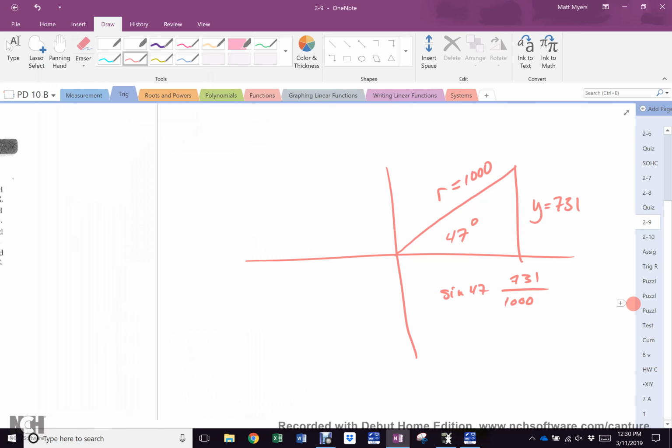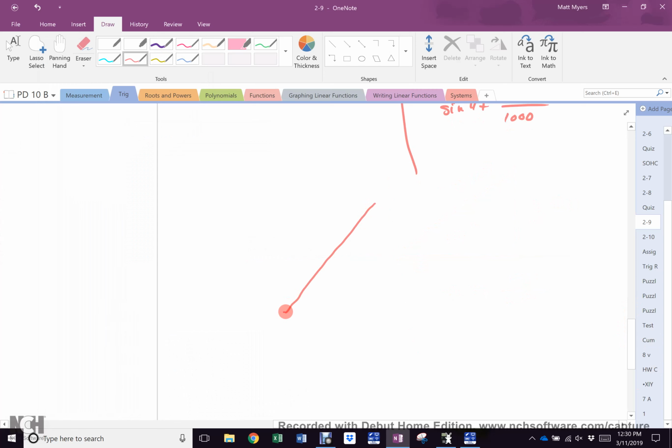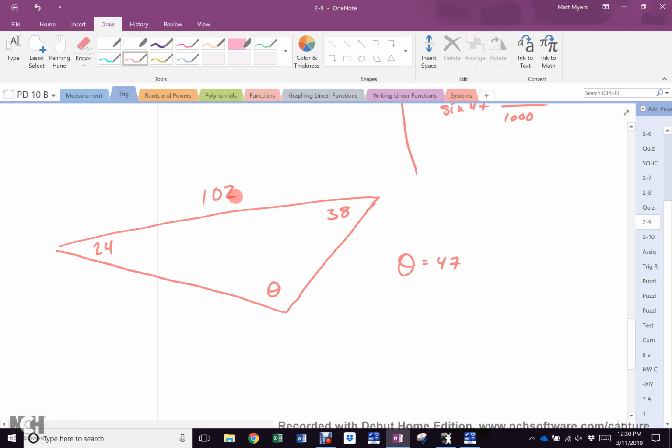Now, what if I had a triangle like this? There's my theta that I need to find. Everybody cool? Everyone agree? And I do some work with it, and I find that theta equals 47 degrees. All right? Now, this is 24, this is 38, and this is 102. Does that work? Why not? It doesn't add up to 180. So why would my calculator give me 47?